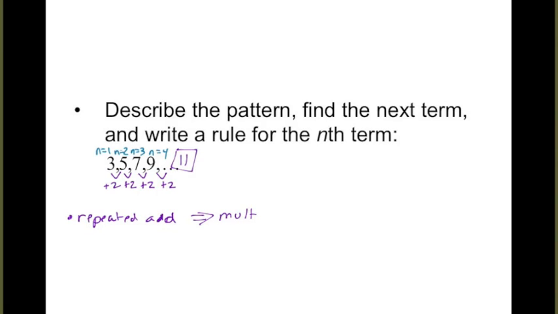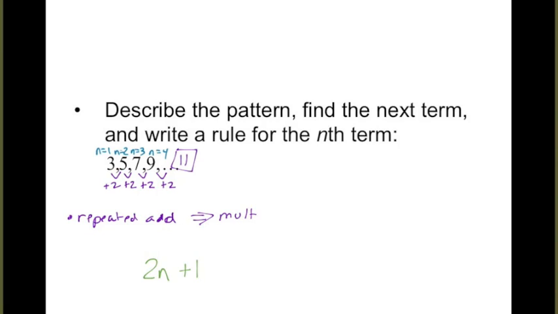So we are multiplying by 2 in this problem because 2 is what we're adding. But if I just do 2 times n, does that work? If I plug in 1, do I get what I need to get? No. So what do I need to do to it to make it what I need it to be? Adding 1 is a good guess.